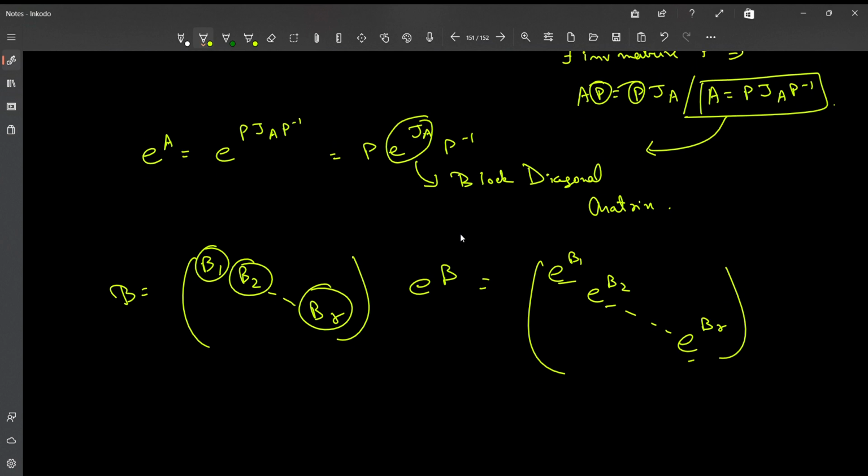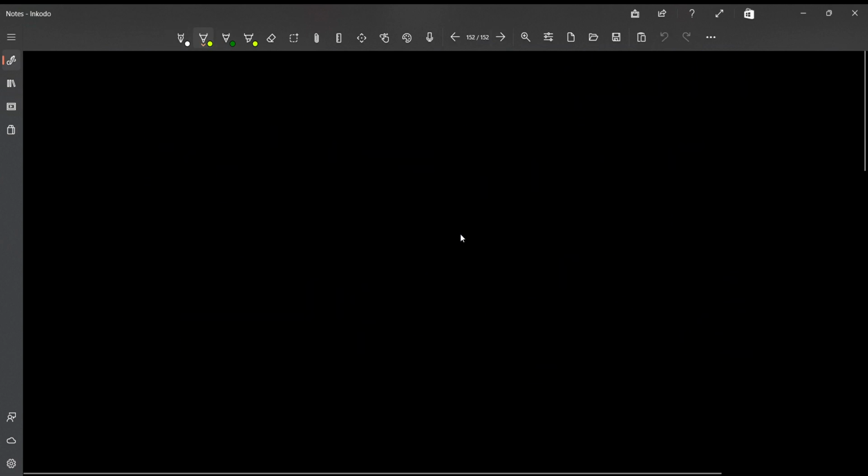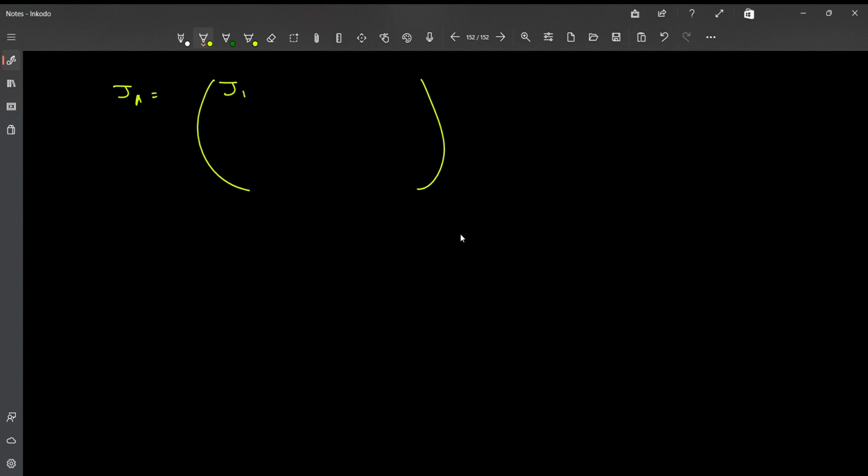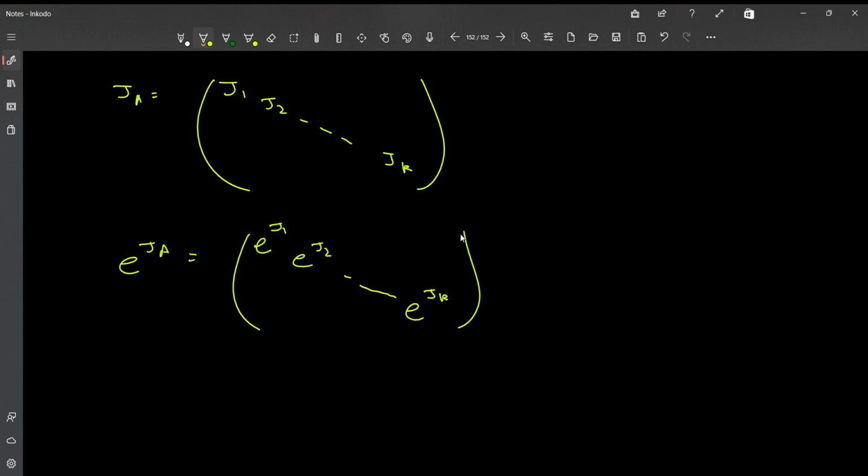Therefore, e to the power JA is a block diagonal matrix. Since JA is a block diagonal matrix, we can say it's J1, J2 till some Jk. Then e to the power JA can be easily considered as the matrix with blocks e to the power J1, e to the power J2, and so on and so forth till e to the power Jk.